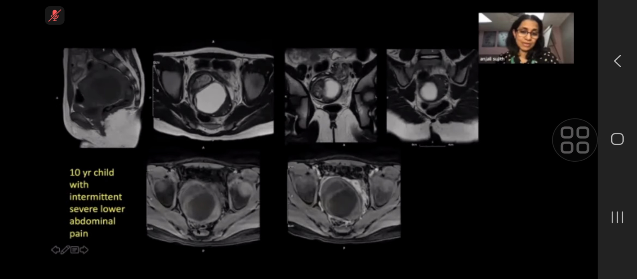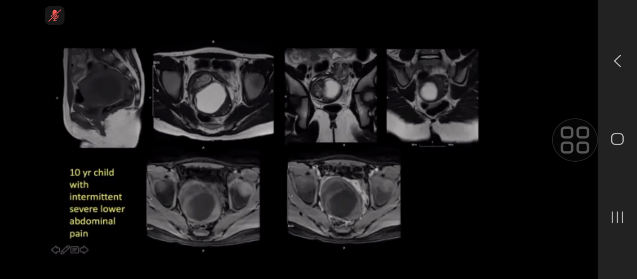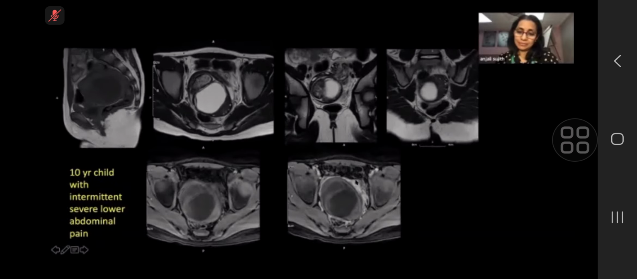This is a pre-contrast image, and this is the post-contrast image. Can you see any enhancement? Not really. Maybe outside. Yeah, outside the ovary, there we can see enhancement. So that shows this is a post-contrast, but the lesion as such does not show any enhancement. So with the history, with this appearance, what is your diagnosis?